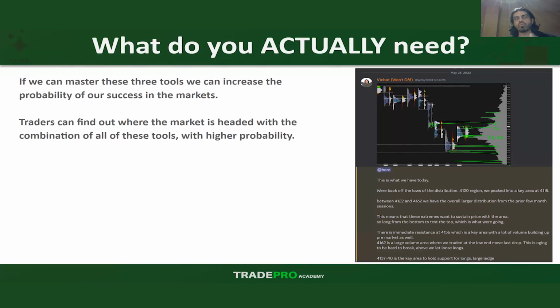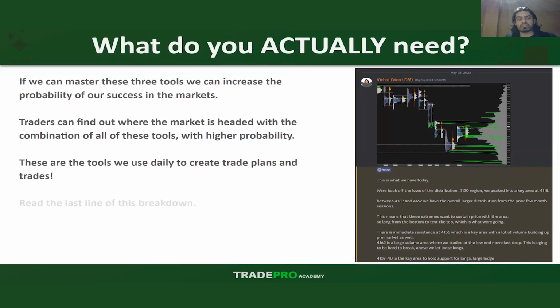So traders can find out where the market is headed with the combination of these tools with high probability. So these are the tools that we use on a daily basis to create trade plans and trades and, right, have even somewhat of a bias. So it's not always incorrect to have a bias. The bias depends on the levels that you trade realistically, right?